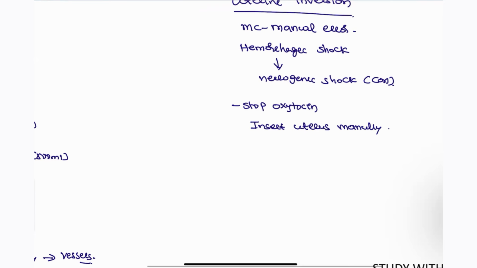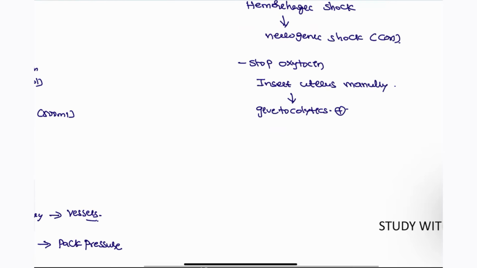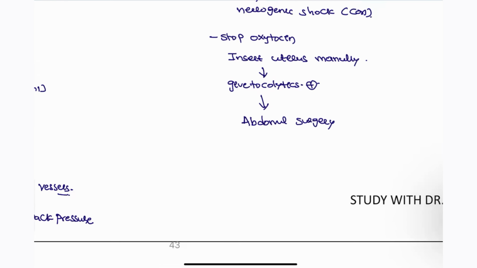Okay, and after that you have to give the patient tocolytics, which will stop the contractions. Insert the uterus, and if it is not going to be inserted, then we are going to proceed for abdominal surgery. Okay, and if it is controlled and inserted normally, then it is good.